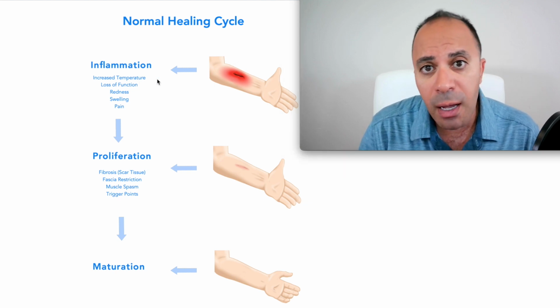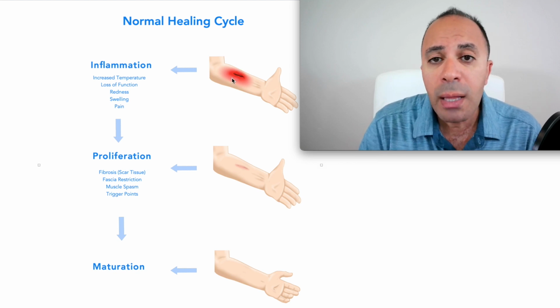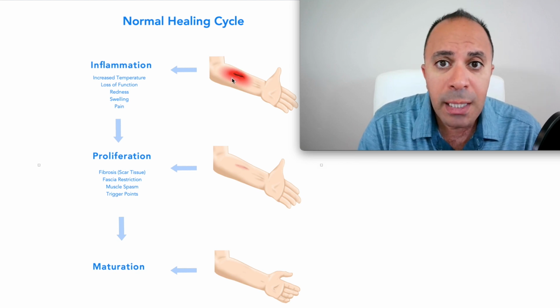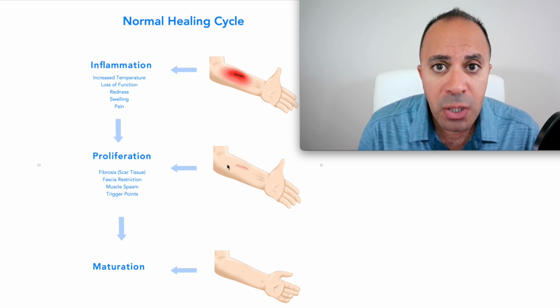The first stage of healing is inflammation, as you see in the first image: swelling, redness, the blood starts to rush to that area, pain, and decreased function. The second stage is the proliferation stage.